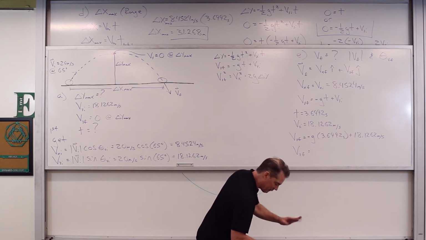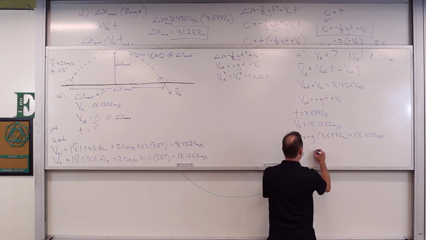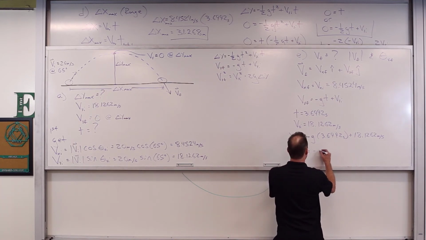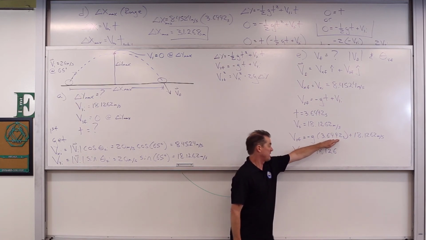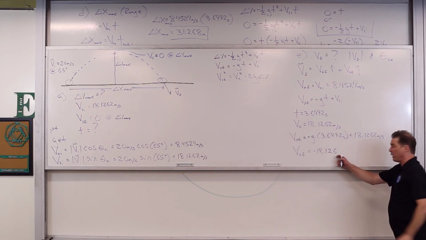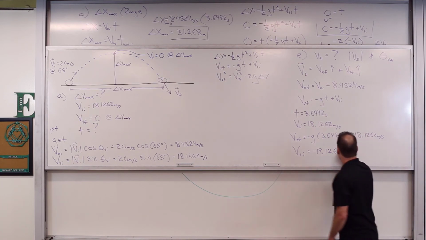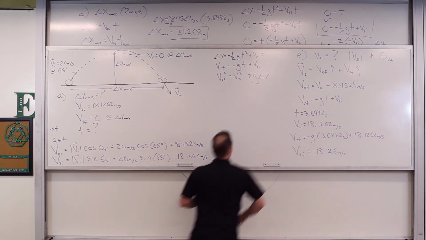negative 18.126. There's a little significant figure stuff going on, 1262, but we got some random values, so I'm just going to call this negative 18.126. Actually, if we expanded this out to all significant figures, this would be negative 18.1262 meters per second.